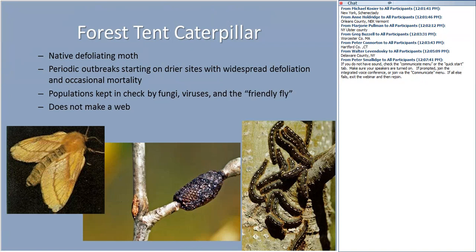The forest tent caterpillar is something that, sorry, I didn't put in the scientific names. I didn't feel like it was necessary. This is an insect that we have problems with in New York State, and the last big infestation was in the mid-2000s, and it was a very interesting phenomenon. Now, this is a native insect.